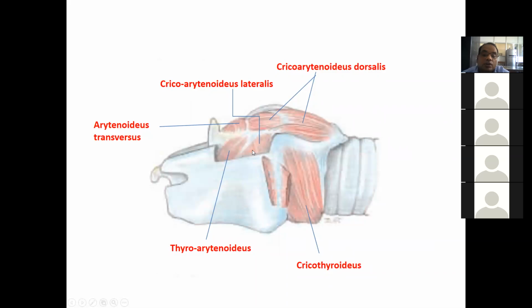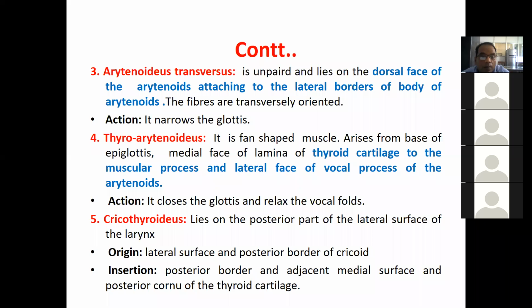You see this one is the cricoarytenoideus lateralis. It arises from the arch of the cricoid cartilage and attaches to the muscular process of the arytenoid cartilage. Another is the arytenoideus transversus muscle. This muscle extends from the dorsal face of the arytenoid and attaches to the lateral border of the body of the arytenoid.